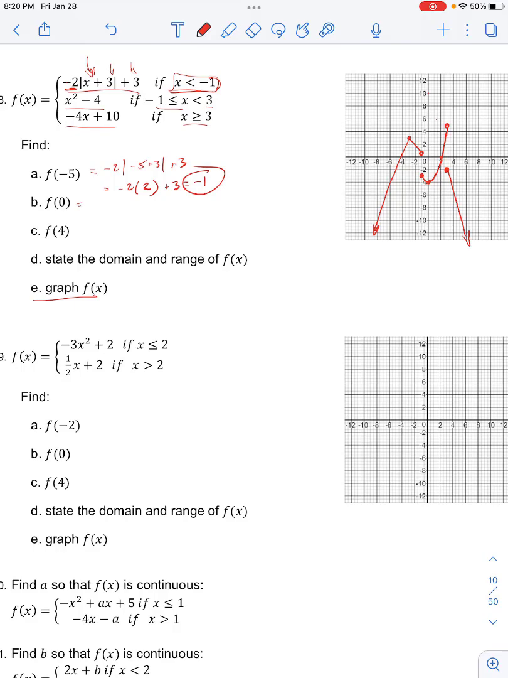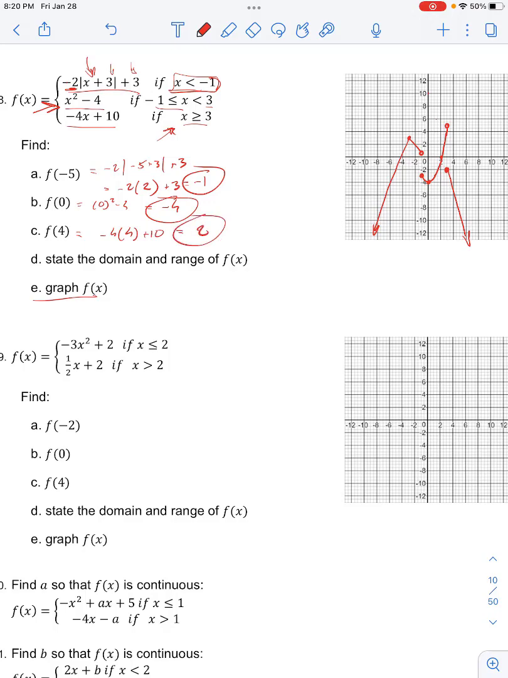F of 0 is using this middle piecewise. So we have 0 squared minus 4, which gives us -4. And f of 4 is when x is greater than 3. So we have -4 times 4 plus 10, which is 2.